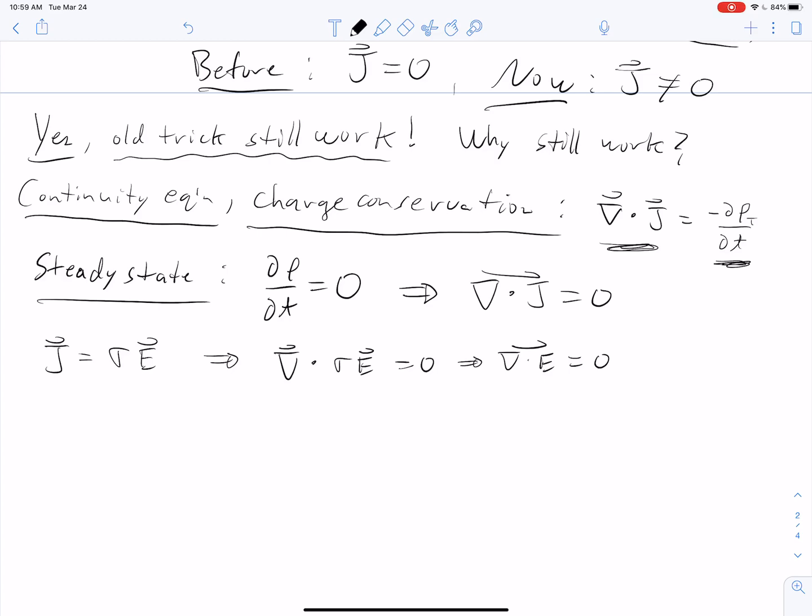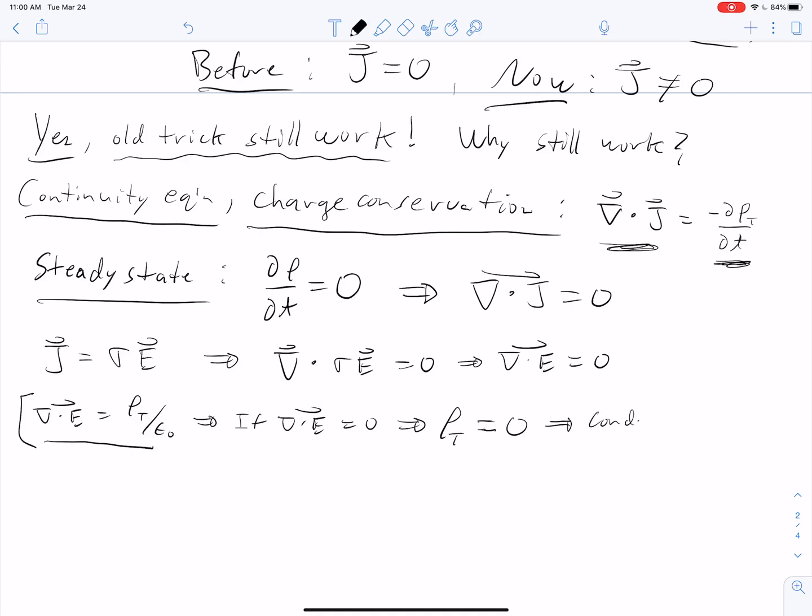The first important implication is, remember that Maxwell's equations always work. So we already know that del dot E equals the total charge density divided by epsilon naught. That's Maxwell's equations. We know that's always true. So if del dot E equals 0, then that tells us that the total charge density in the conductor has to be 0. So that's just basically telling us that the conductor is neutral.